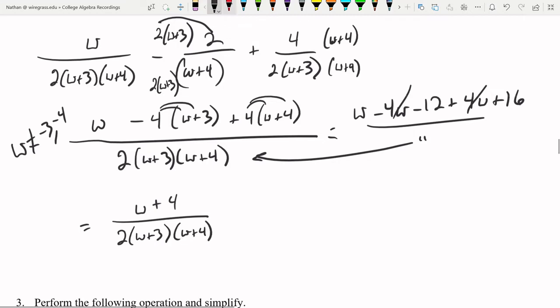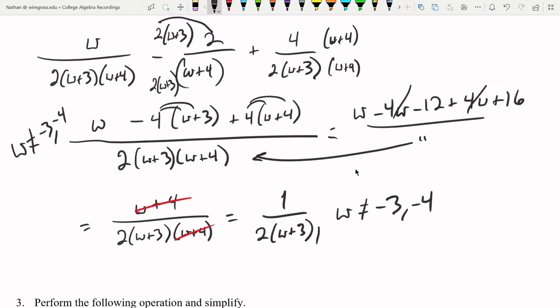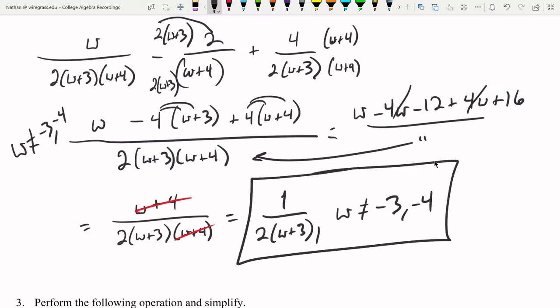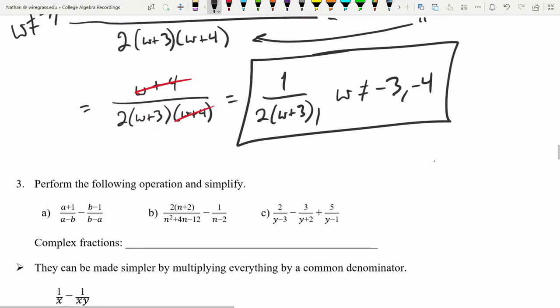And you can see, well, w plus 4 and w plus 4 cancel. Now, when everything cancels on the top, that does not mean you have 0 on top. That means you have a 1. Think of it like division. W plus 4 divided by w plus 4 is 1. So we have 1 on top over 2 times w plus 3, where, of course, w cannot equal -3 or -4. And that's the simplified expression. Give it a try in number 3.